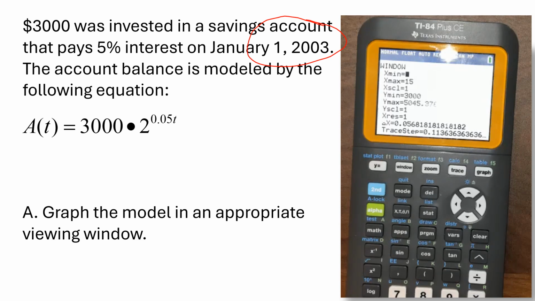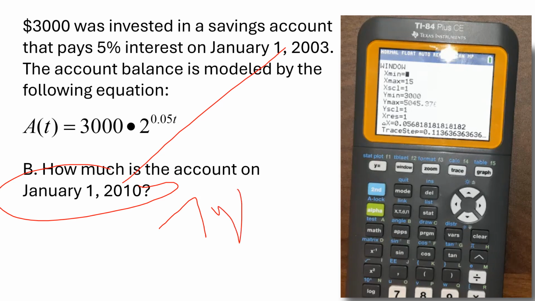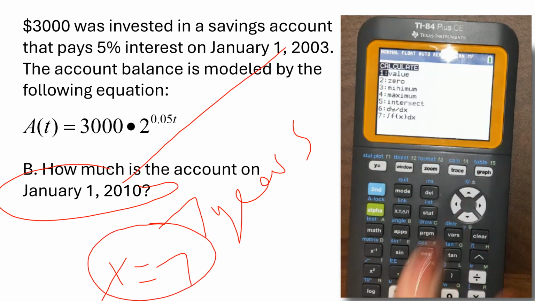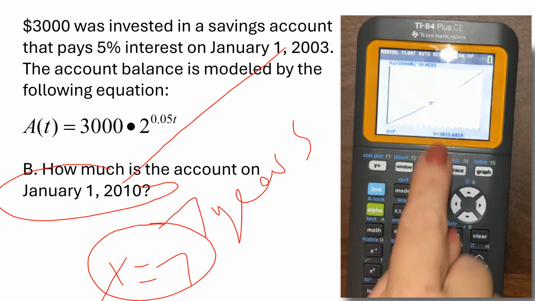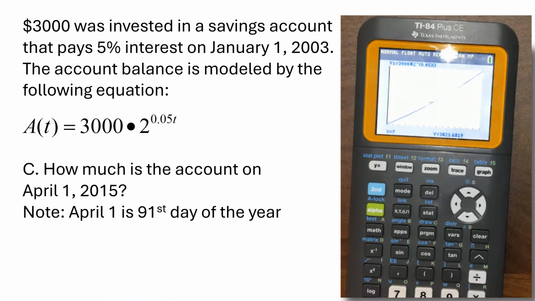Let's go on to part B. Now in part B, it asks how much was in the account January 1st, 2010. Now this is the key. From January 1st, 2003 to January 1st, 2010 is exactly 7 years. There's no additional days. So X being the time since January 1st, 2003, that's exactly 7 years after. I can go second trace value, typing in 7. And now I'm going to round to the nearest cent. So $3,823.68.